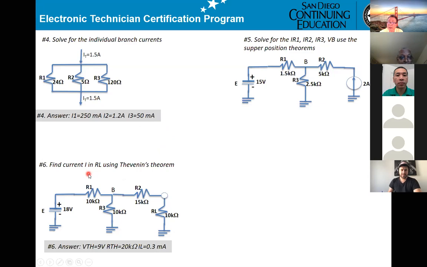And now, okay, I will be using my iPad to talk a little more about the Thevenin and superposition before we finish.